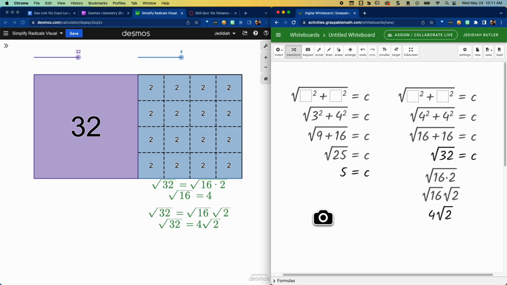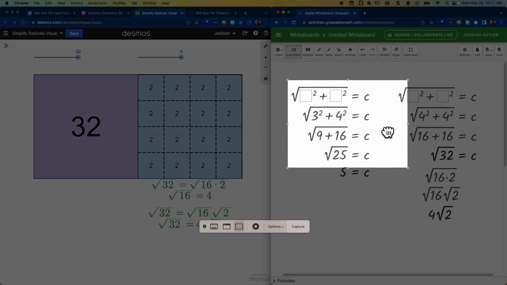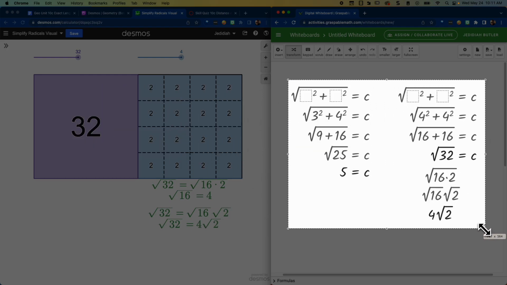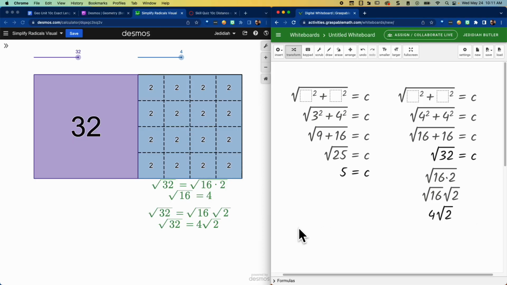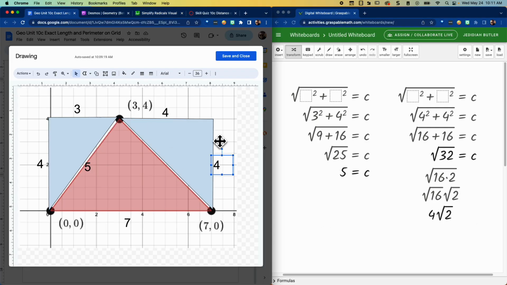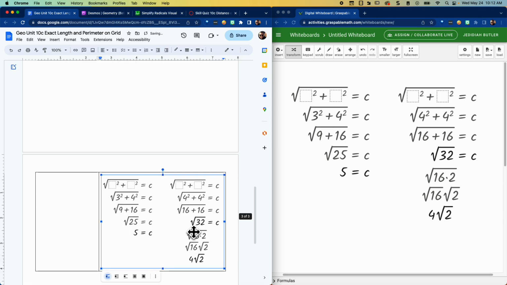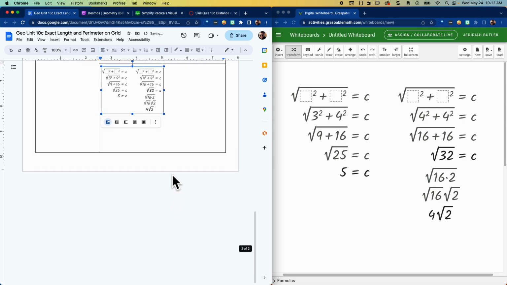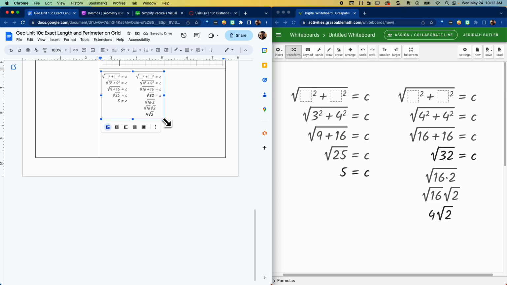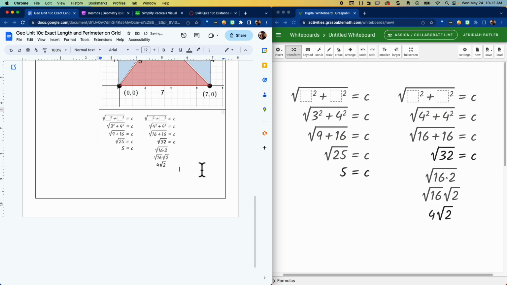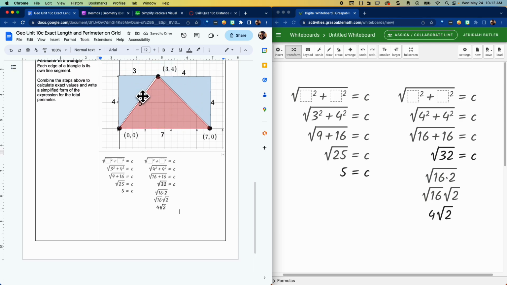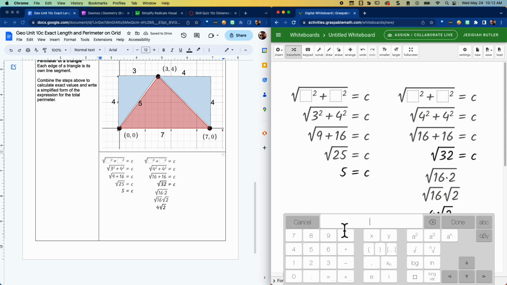Now I can take a screenshot of the work I have so far. Believe it or not, there is still more to do, which sounds crazy, but you're going to see what we mean by that. So I have this much so far. We're going to make it a little bit smaller because we still have one last thing to do. We know that the bottom edge is 7, that edge is 5, and this edge is 4 square root 2. So I've got to calculate those three things together.